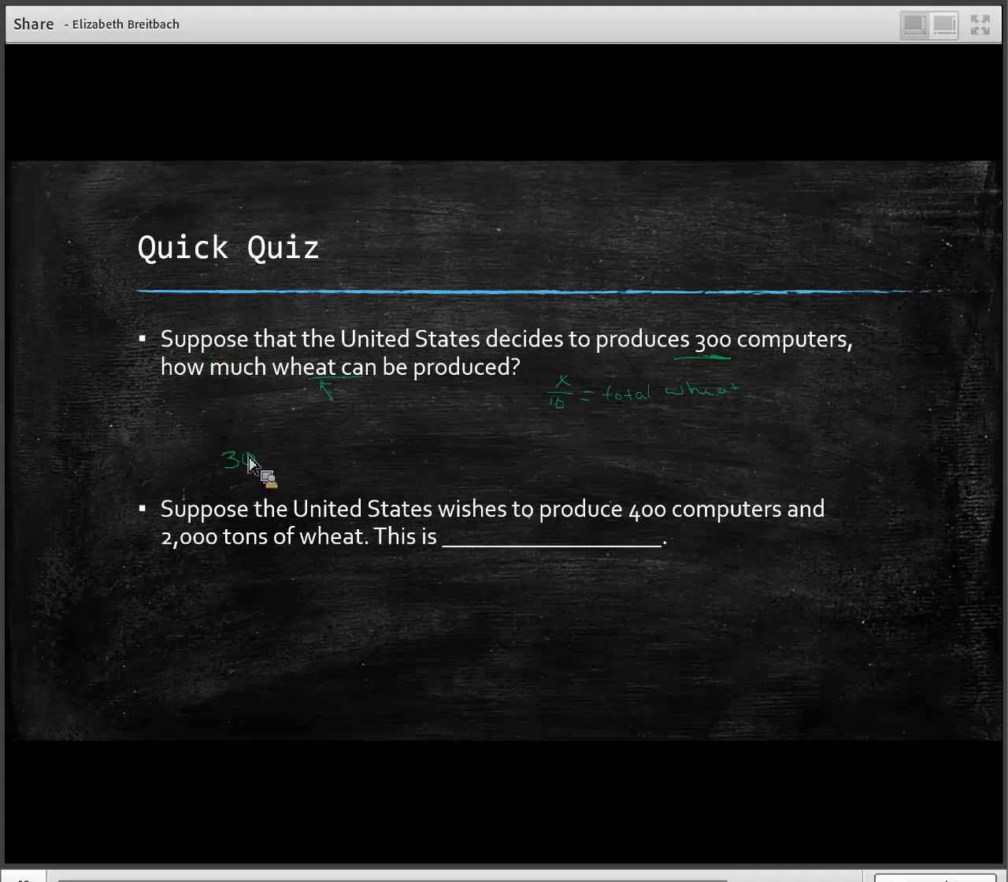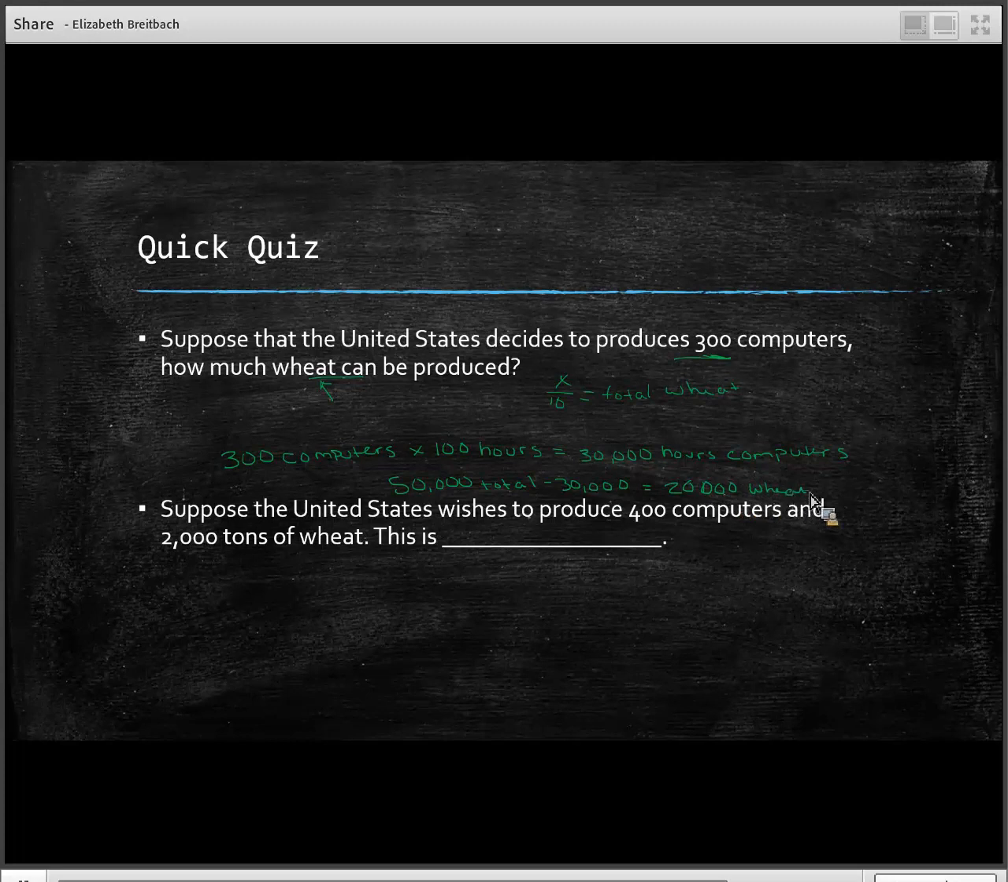Well, we produced 300 computers, and it took 100 hours to produce each one. So we have to multiply those together, and we're going to see it took us 30,000 hours to produce those computers. So we have 30,000 hours devoted to computers, and we had 50,000 hours total. If we've already used 30,000 of those hours, that means we have 20,000 hours left for the production of wheat.